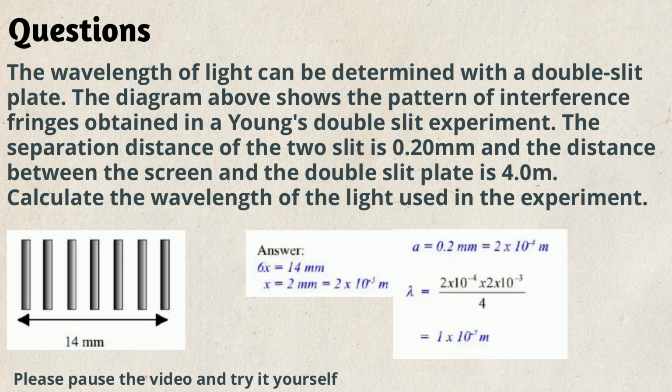To find λ, we first need to know the values of x, a, and D. We know that 6x is equal to 14 millimeters, which gives us x equal to 2 millimeters. We already know that D is equal to 4 meters, and a is equal to 0.2 millimeters. Plugging this into the equation that we know, we have that λ is equal to 1 times 10 to the negative 7 meters.